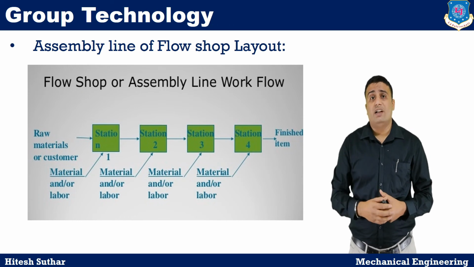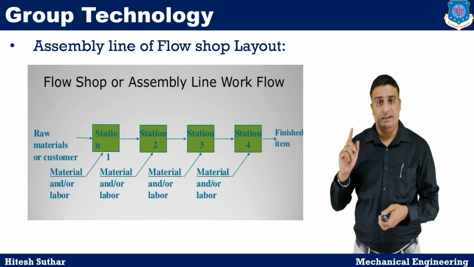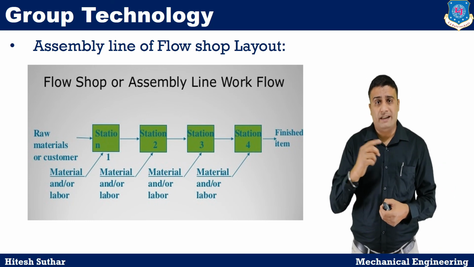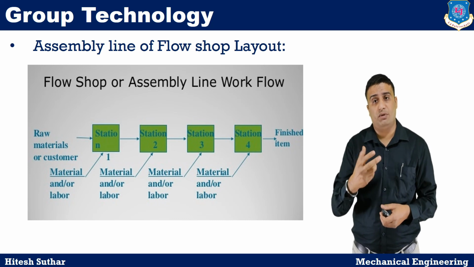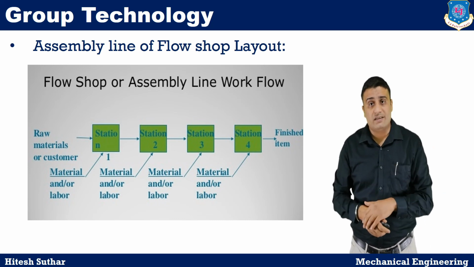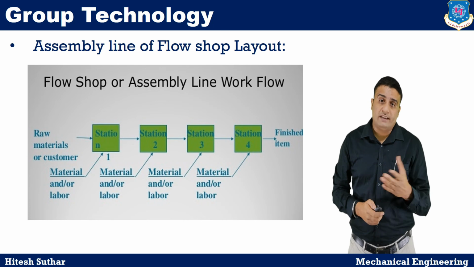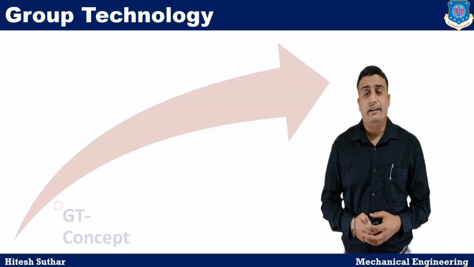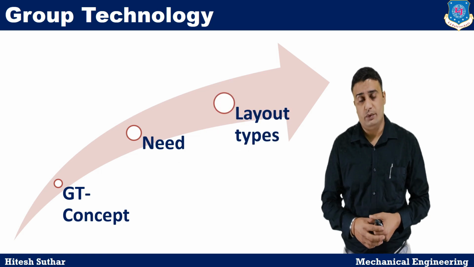As we see, raw material passes through a number of workstations in a line. Raw material or any component passes to station number 1, then station number 2, station number 3, and station number 4, and in the end we get the finished item. This is known as the flow shop or assembly line layout. So friends, this is the entire discussion of the group technology concept and the types of production layout.